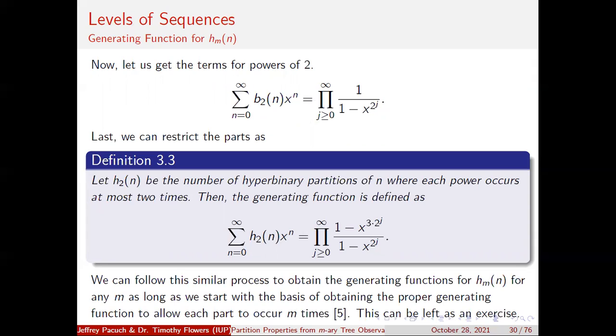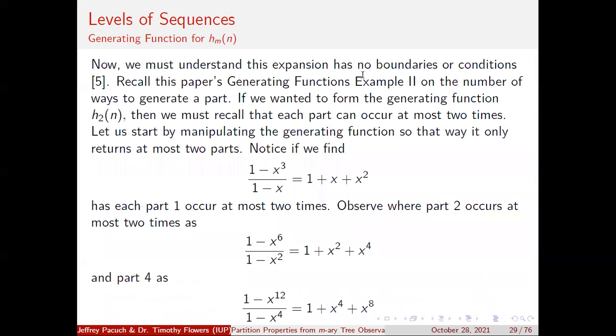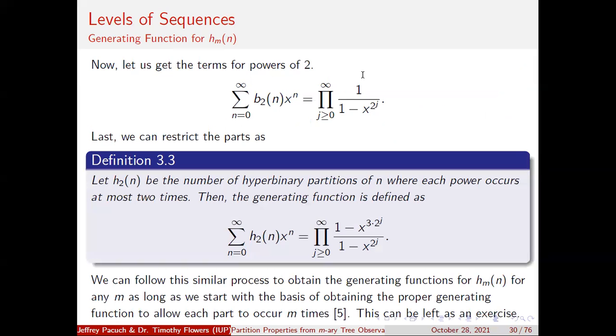So then we can finally define the following theorem in definition 3.3. So we can define that the hyperbinary partitions of n will be listed as the following generating function, where it's 1 over x to the 3 times 2 to the jth power divided by 1 minus x to the 2 to the jth power. And this will give us, like we saw on the last page, where we can limit the number of parts to give us just powers of 2, but occurring at most 2 times.